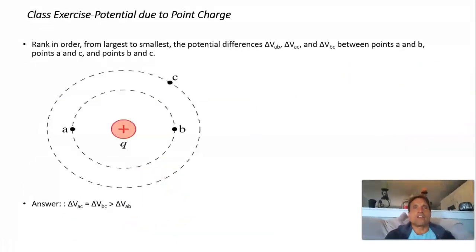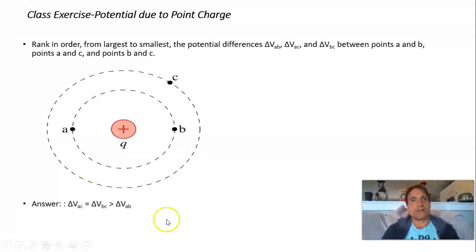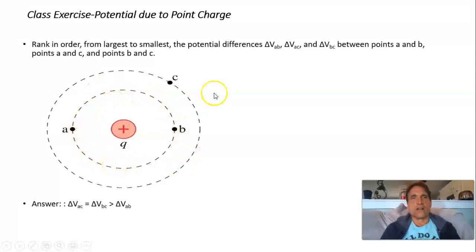So let's do this example here. So suppose you have a point charge Q, plus Q, and here we're drawing our equipotentials as these dashed circles. And so the question is, rank the potential differences from largest to smallest. Okay, so delta VBA is the difference in potential between points A and B.